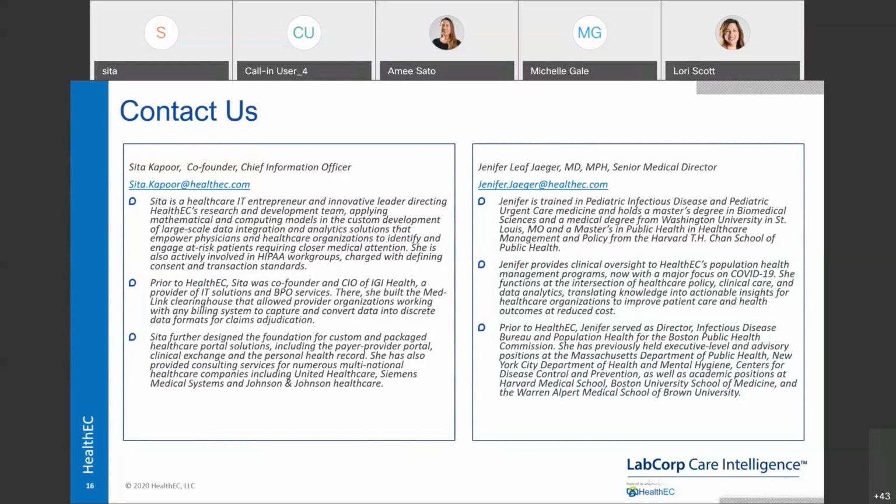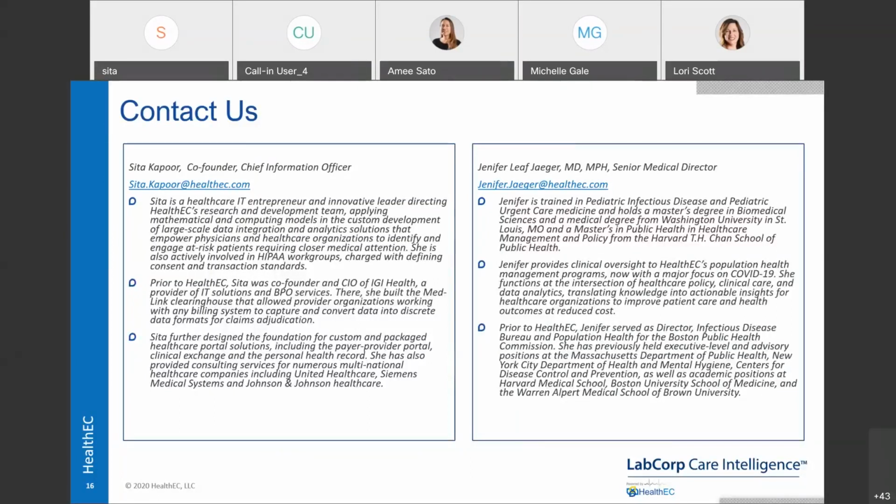Hi, this is Lori Scott. I just had a question earlier, Sita, when you were talking about the different analytics that would be reviewed, you mentioned the lab data. So I have kind of a two-part question. How do clients access, or how do you access, the LabCorp data? And then specifically for cancer patients, what biomarkers are we accessing?